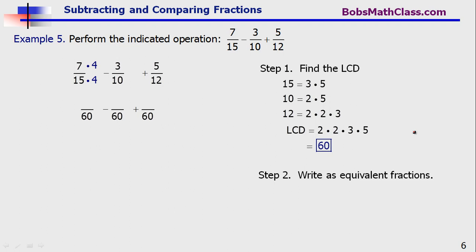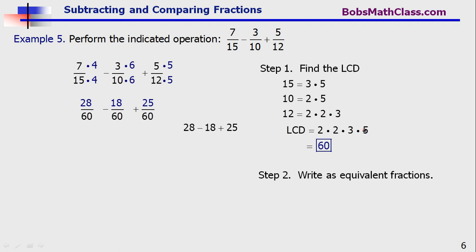10 times what is 60? Well, we know that in our head, 10 times 6, but 10 is 2 and 5. So if you cover up a 2 and a 5, you've got a 2 and 3 left, which is 6. Okay, and then 12 times what? 12 is 2, 2 and a 3, so we have a 5 left. So 28, 18, 25.